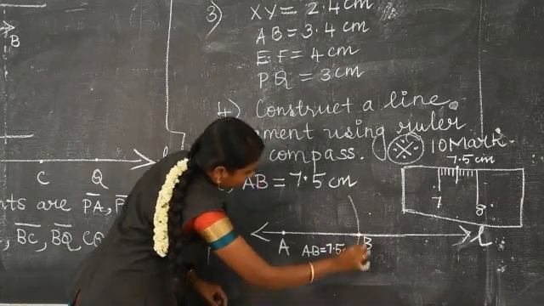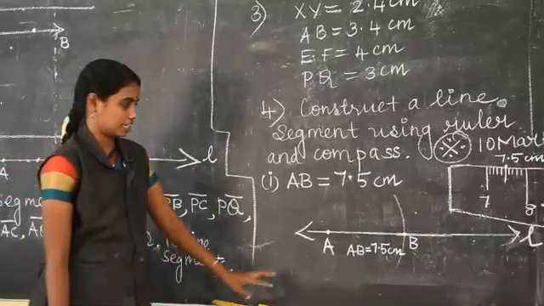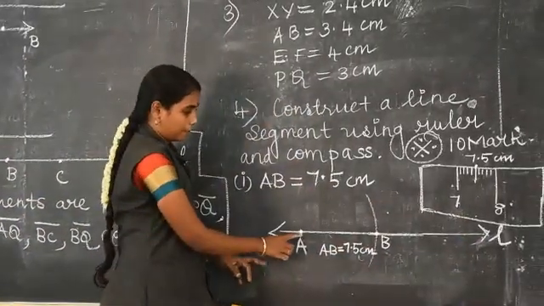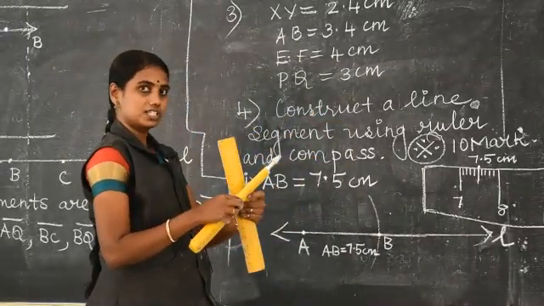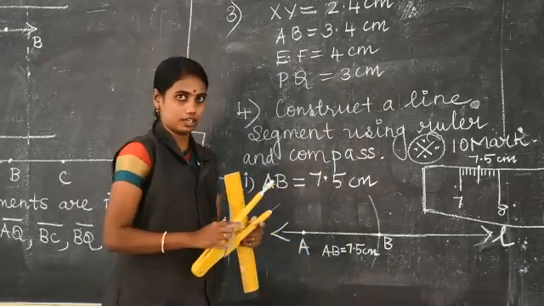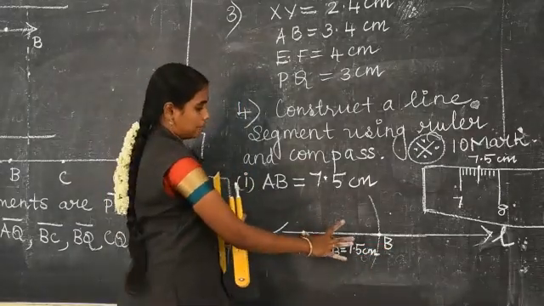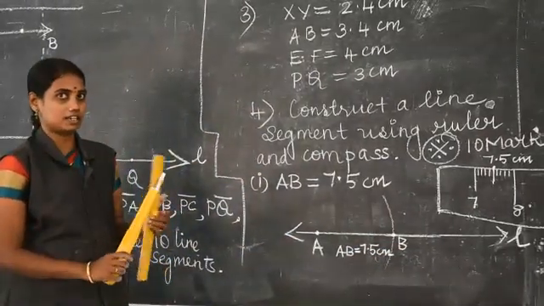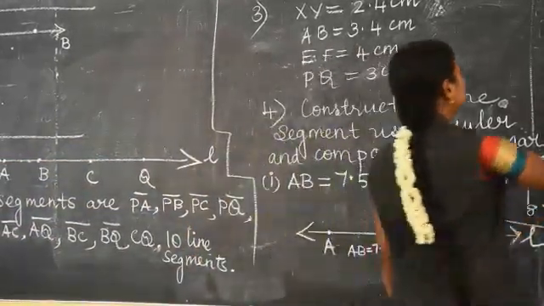Then write AB equal to 7.5 centimeter. Once again, first draw a line L, mark a point A, then with scale and compass measure 7.5 centimeter and cut an arc. Where the arc cuts, mark as B, then AB is a line segment of 7.5 centimeter. Clear everyone? We have the steps of construction for this.